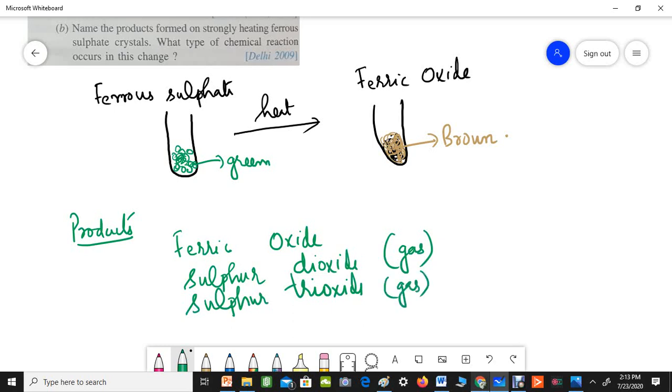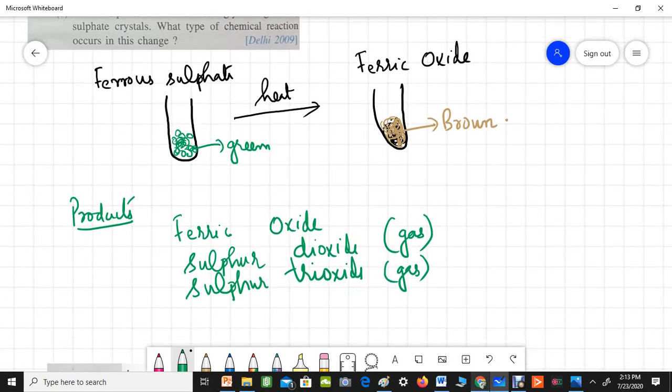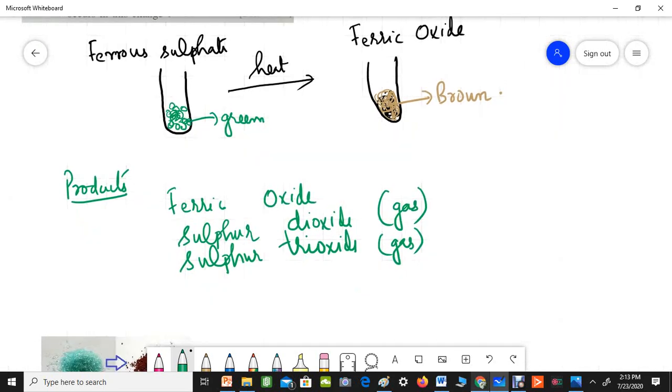And the last question is, what type of chemical reaction occurs in this change? This is actually the decomposition reaction, and it is thermal decomposition. So the type of reaction is thermal decomposition.